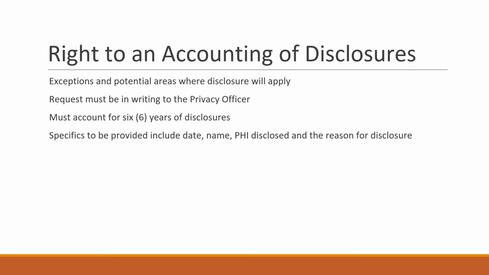The accounting must cover the past 6 years of disclosures. The specifics to be provided are the date, the name, the PHI disclosed, and the reason for the disclosure. Those are the elements that must be provided when you are giving an accounting of disclosures to the patient. It has to have the date the information was disclosed, the name of the party to whom it was disclosed, and what PHI was disclosed, in addition to the reason for the disclosure.